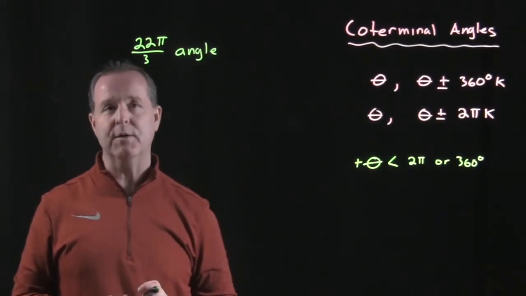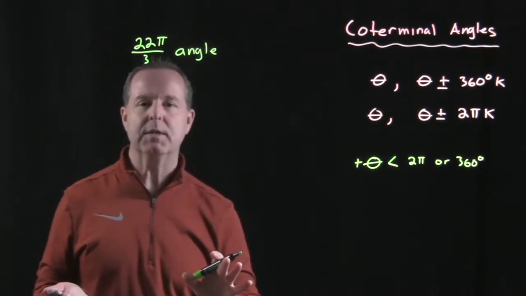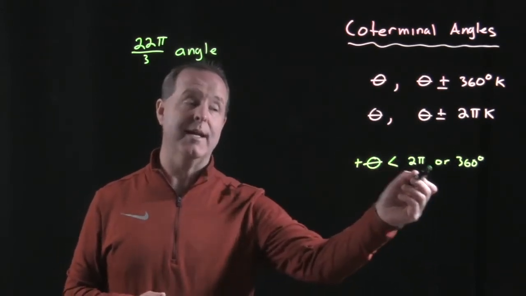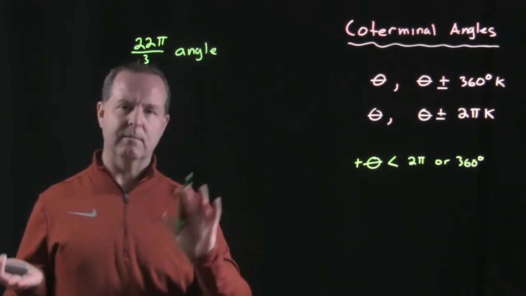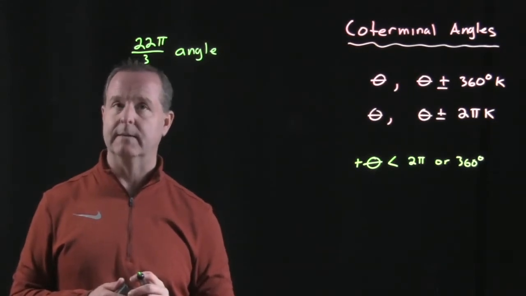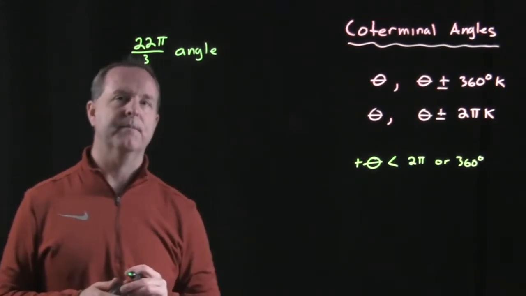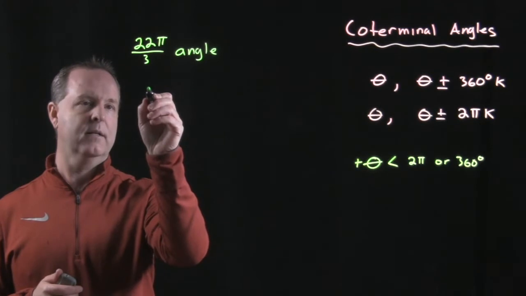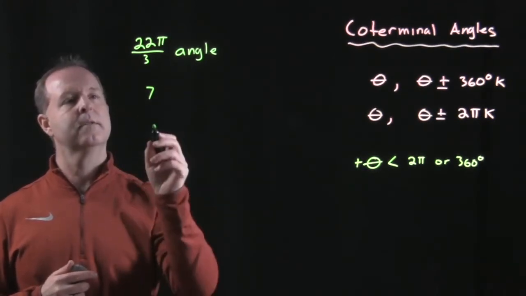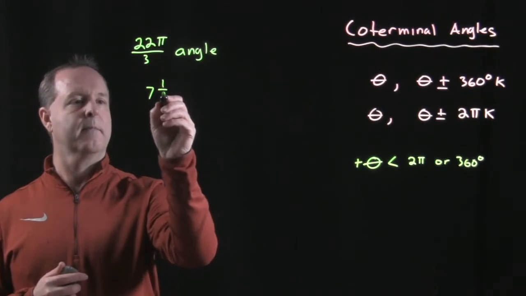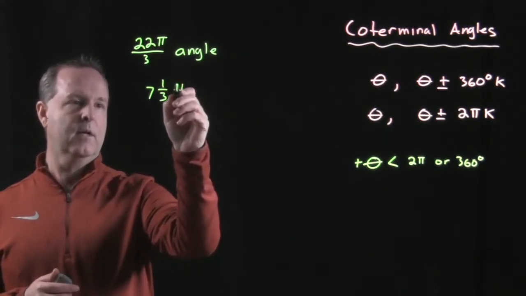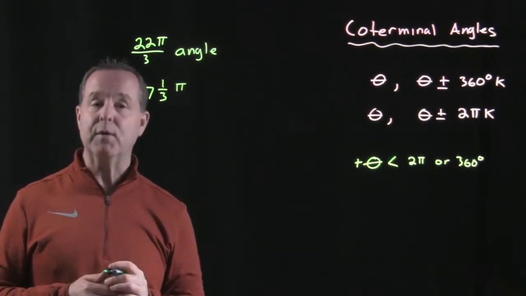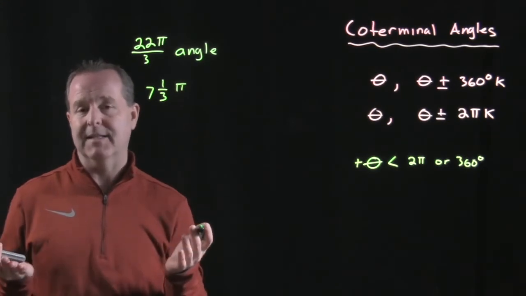We have an angle of 22/3 pi. I need to find its coterminal angle that's positive and less than, in this case, 2 pi. So how many multiples of 2 pi do I need to subtract from this? It's hard to tell as an improper fraction. So let's rewrite it as a mixed number, which is 7 and 1/3. So I can see that I have 7 involved, so I need to subtract 3 multiples of 2 pi away from that. I need to subtract 6 pi.